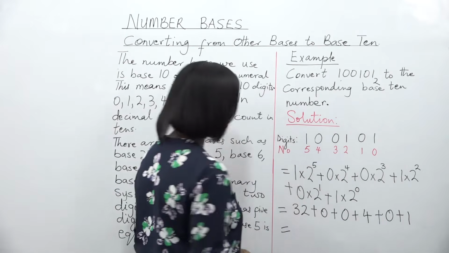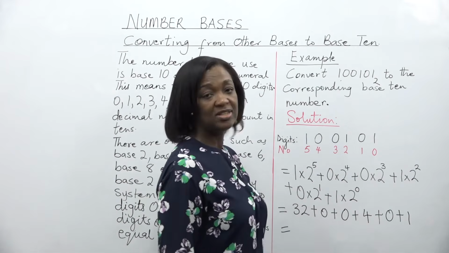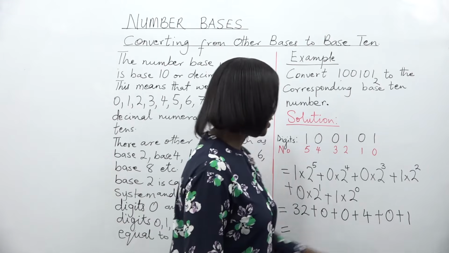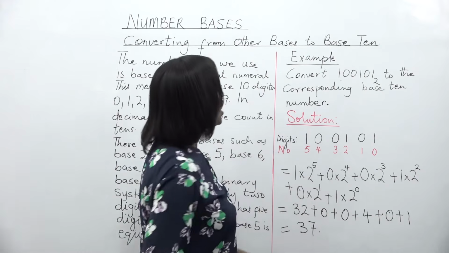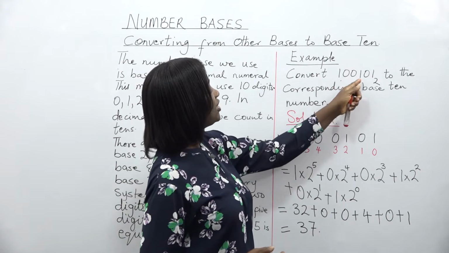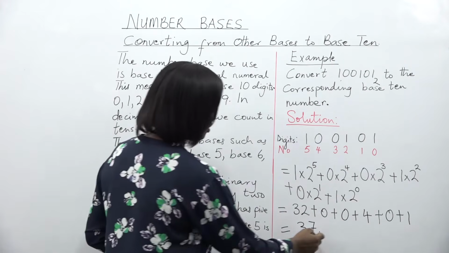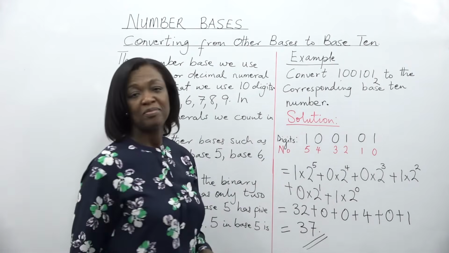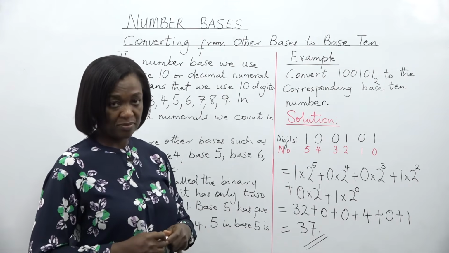So now, 32 plus 4 is 36, plus 1, that is 37. So that implies that 100101 base 2 is equal to 37. You see how easy it is? But you just have to take your time.